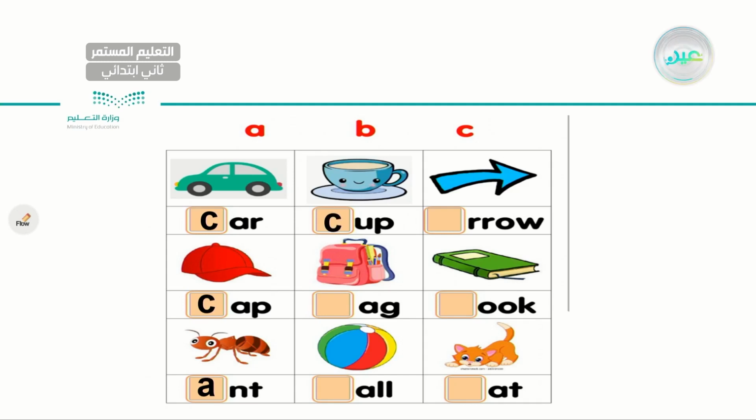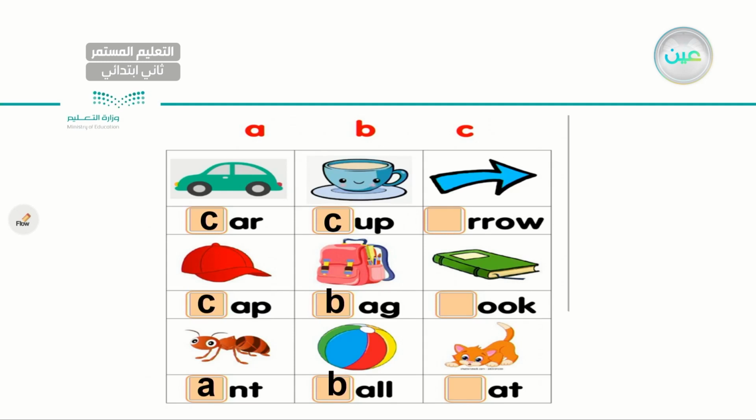C-U-P. Cup. Very good. Next one, you already know this one. The word is bag. Excellent. B-A-G. Bag. Very good. Next item, what do we have? I have ball. Very good. B-A-double-L. Ball. Excellent. Next one, what do you think?